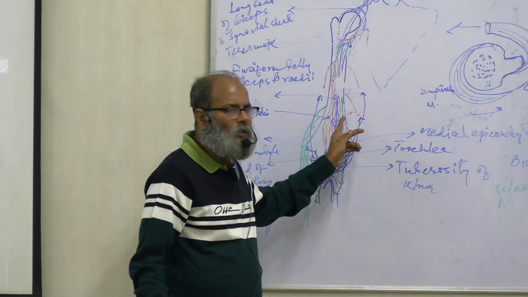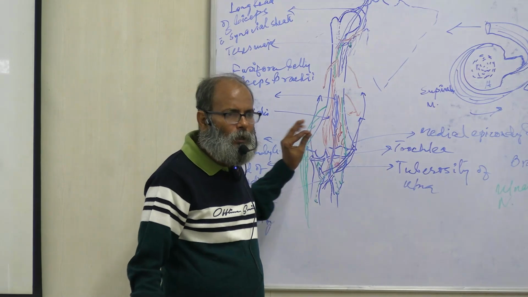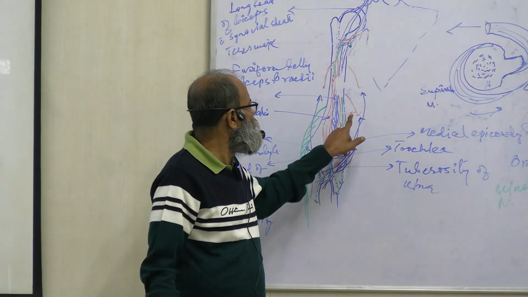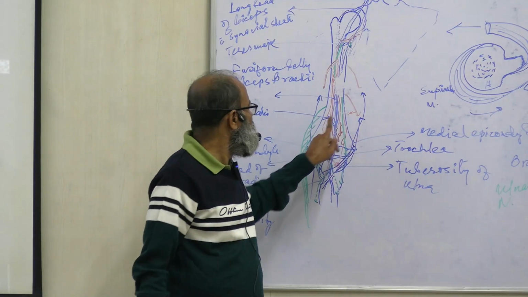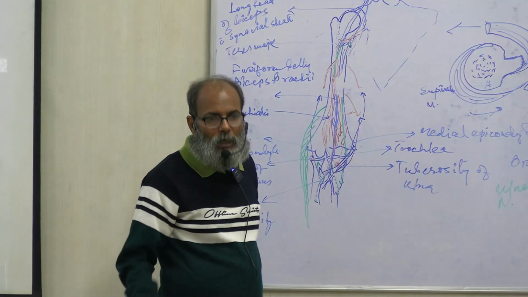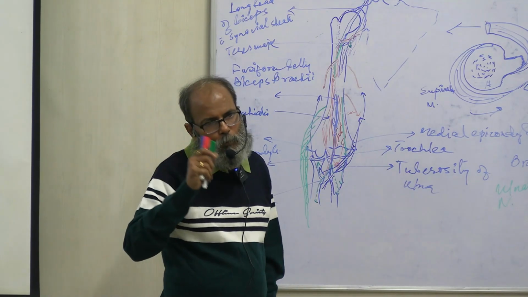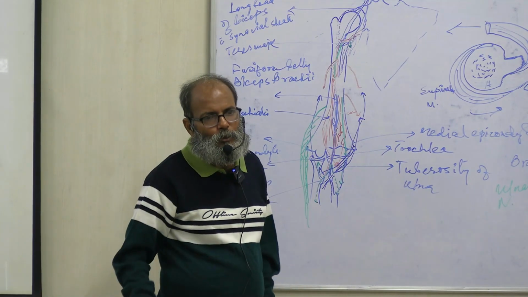And this transverse branch is making anastomosis with the middle collateral branch of the arteria profunda brachii. This one is the transverse branch. All right. This is anastomosing with the medial collateral branch of the arteria profunda brachii. This completes your cubital anastomosis.